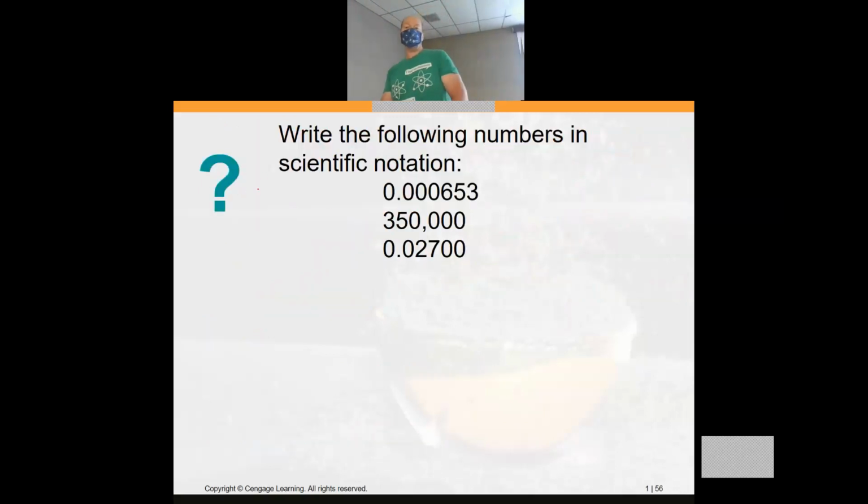All right, so again, here's a number less than 1, and so it is 6.53. And then you have to see how many places you move your decimal. That's 1, 2, 3, 4 times 10 to the negative 4. It is negative because you're going right. It's also negative because it's a small number.